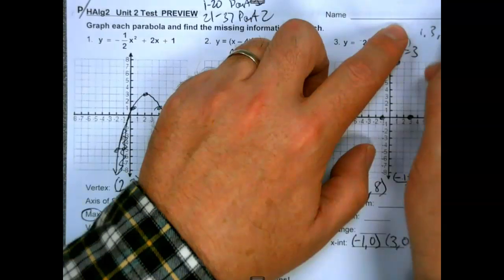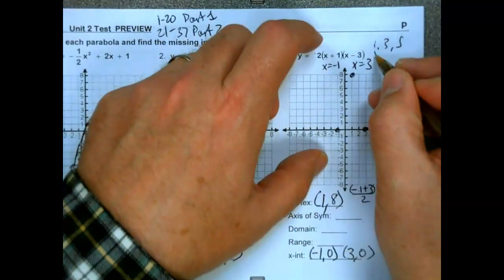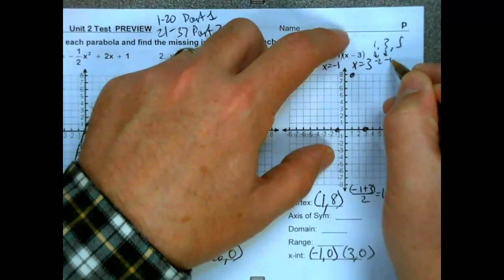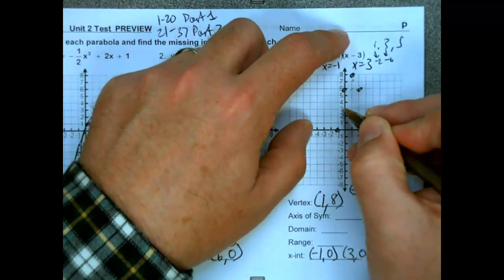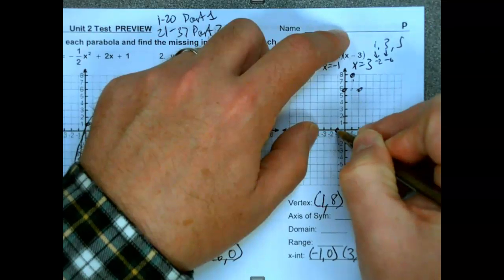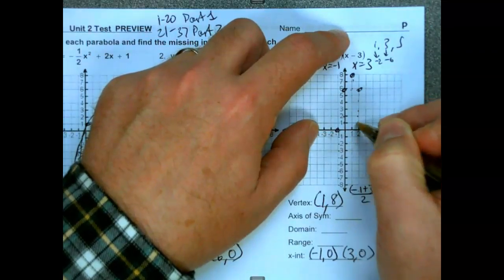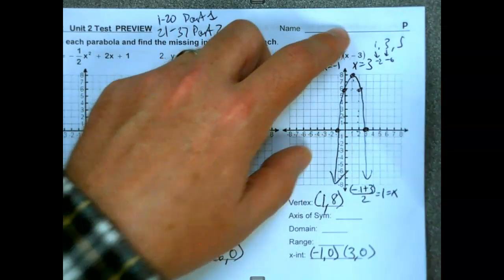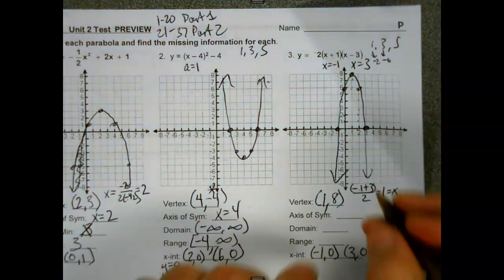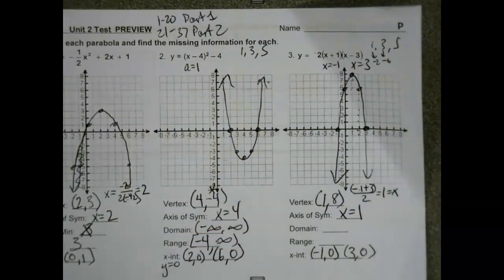Let's see if this works. If I multiply each of these by negative 2, 1, 2, 1, 2, 1, 2, 3, 4, 5, 6, 1. 1, 2, 3, 4, 5, 6, 1. It's very nice, very nice. So we get that in. Got my axis of symmetry.